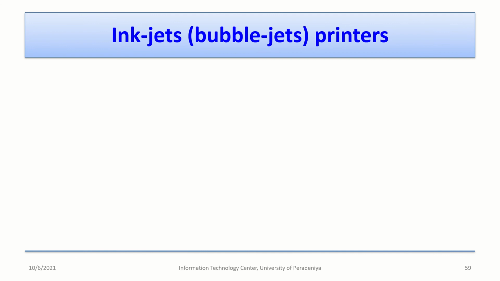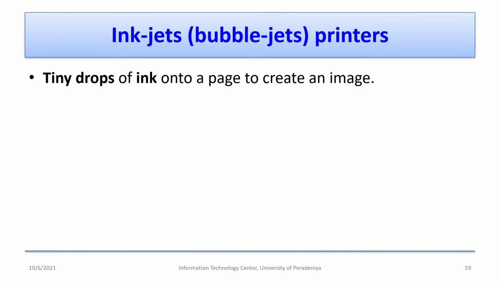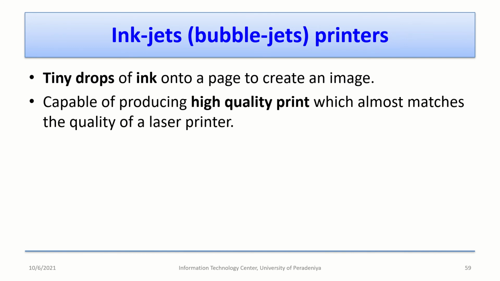And then next one is printers. Actually, there are several types of printers. The first one is what we call inkjet printers. Inkjet printers, right? In inkjet printers, they drop tiny drops of ink onto the page to create an image. They drop tiny ink onto the paper to produce an image, right? So that's the technology in inkjet printers.